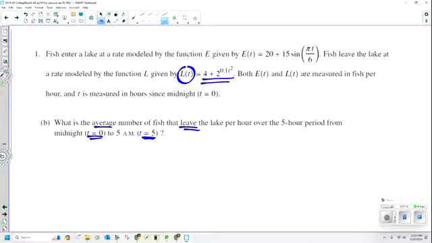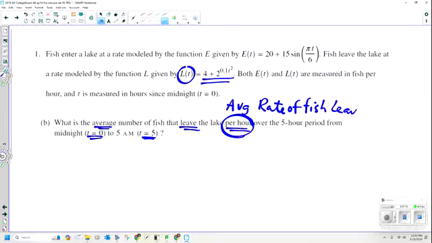Okay, so average. Do I do change in y over change in x? No. They want me to average the number that leave per hour. The rate. They want me to find the average of the rate of fish leaving. Okay, this is the rate of fish leaving. In order to find that, to total up those numbers, then average that, okay, I want to find the average value of the rate of fish leaving, okay?